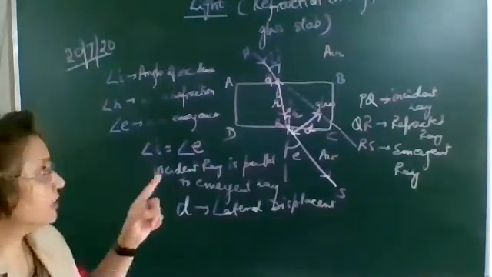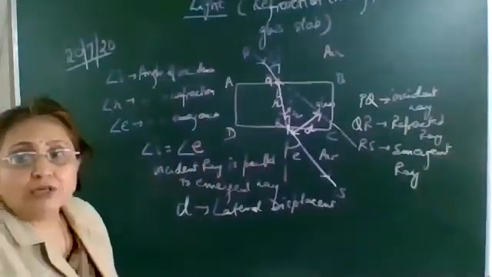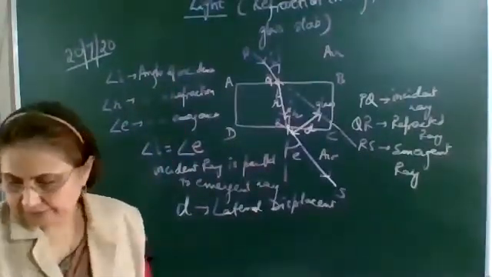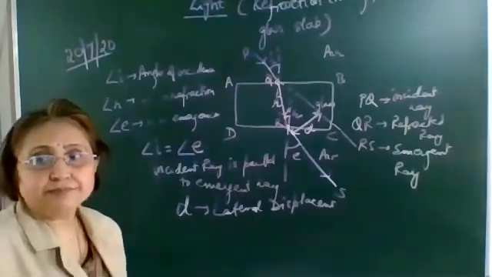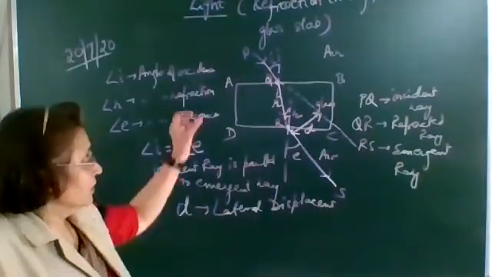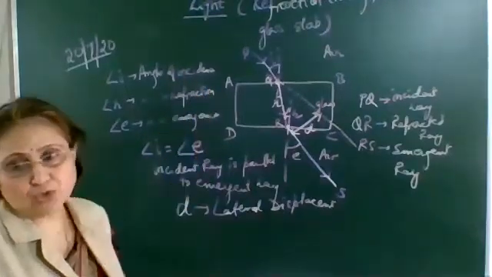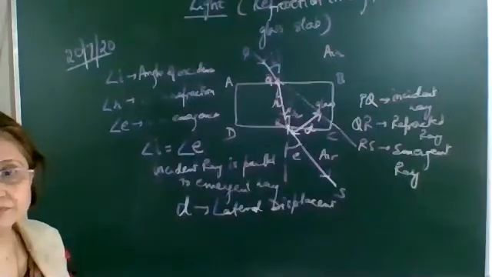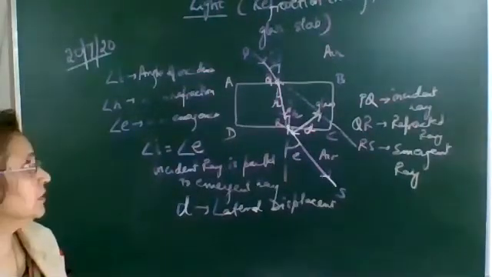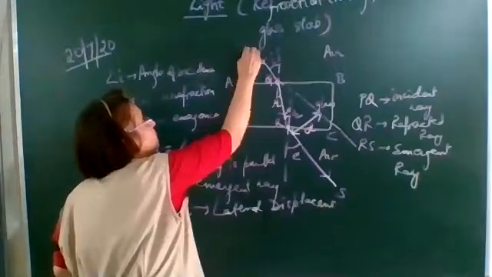At this point Q, draw one perpendicular to the AB face. Draw it with a dotted line. Now, making some angle, draw one ray PQ. Draw one ray PQ. So PQ is the incident ray.